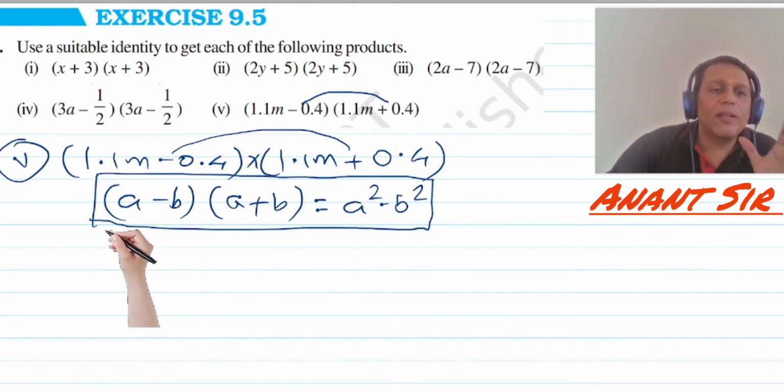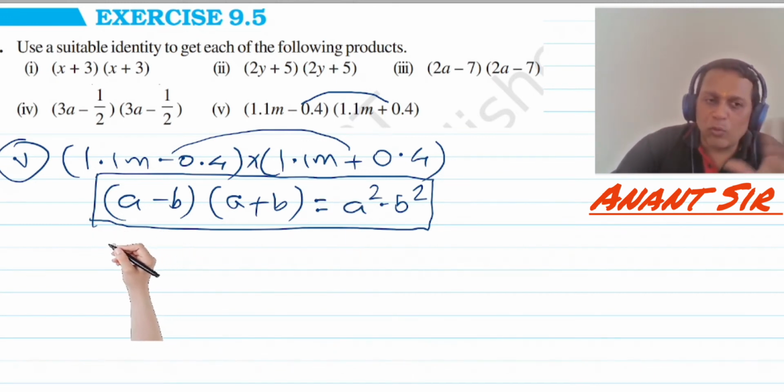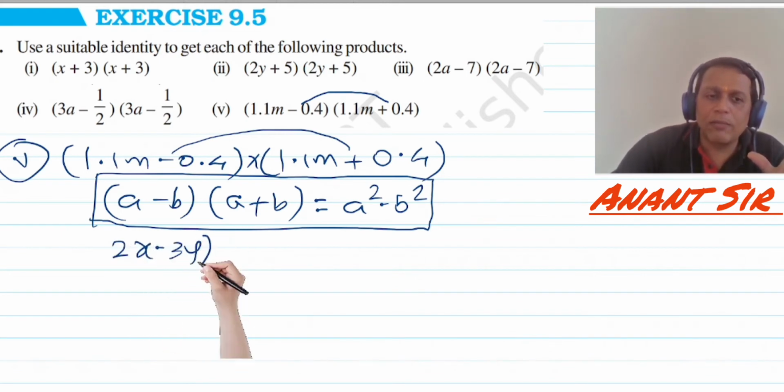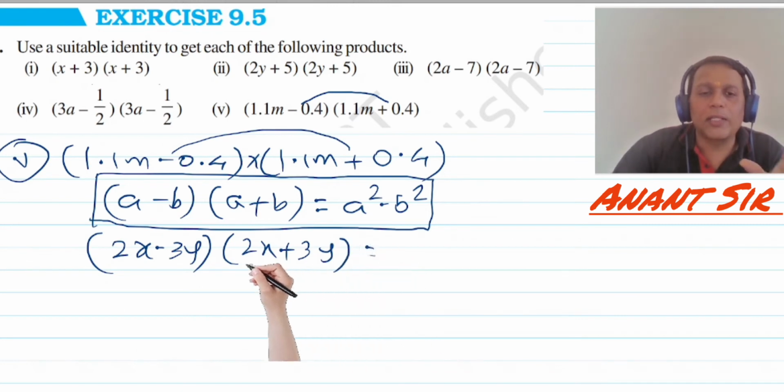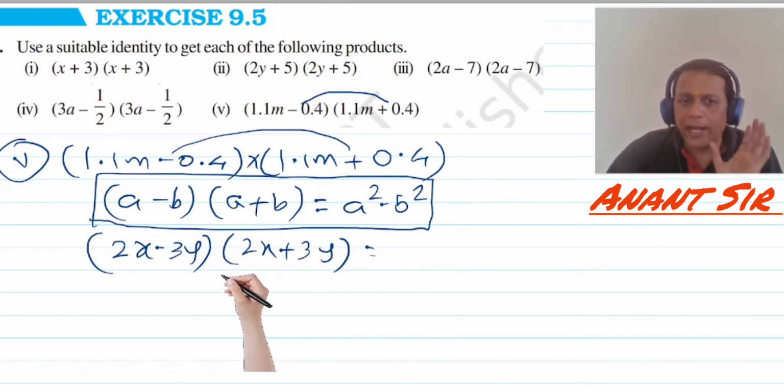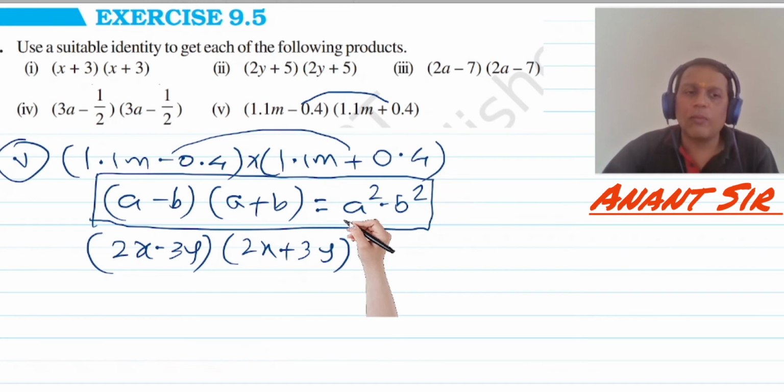So whenever you have these kind of questions, I am going to tell a different example. Okay, 2x minus 3y in one bracket and 2x plus 3y in another bracket. See, the difference is only of the sign. So what you do, use this formula. Write the answer as a square minus b square.